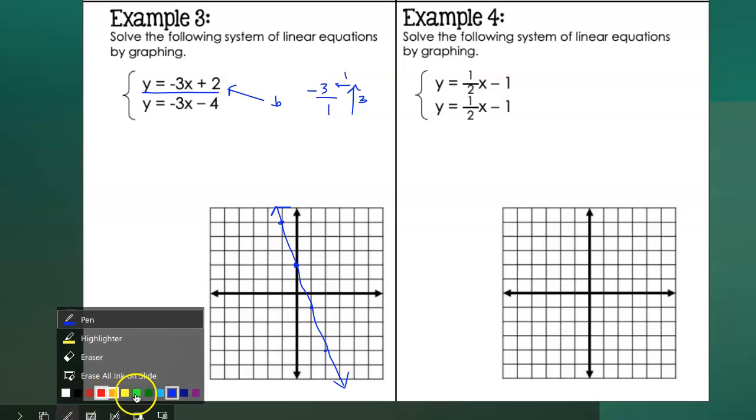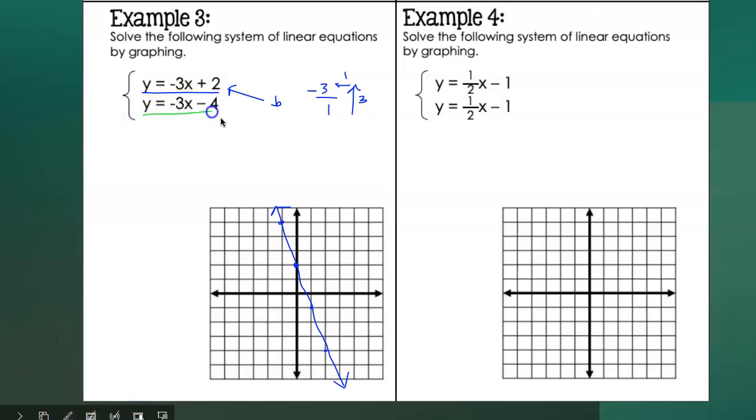For my second one, let's go to green. So my b is -4. 1, 2, 3, 4. And this time my slope is the same. Okay, my slope is the same, -3/1.